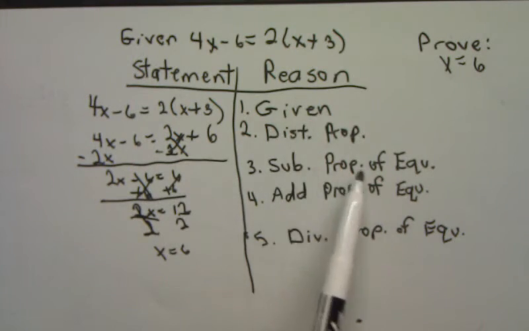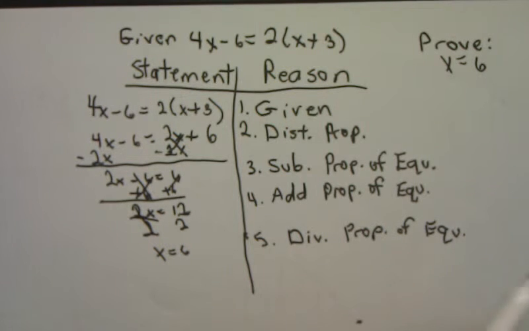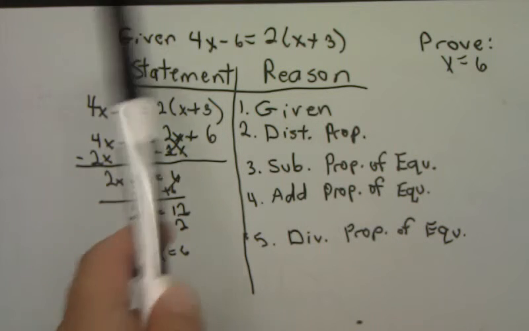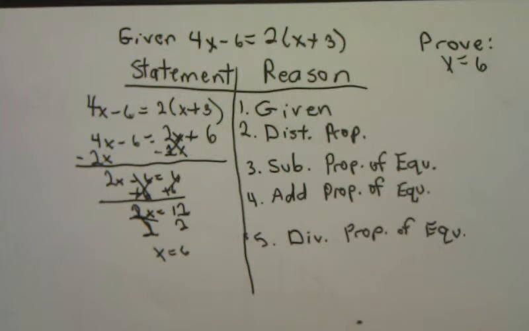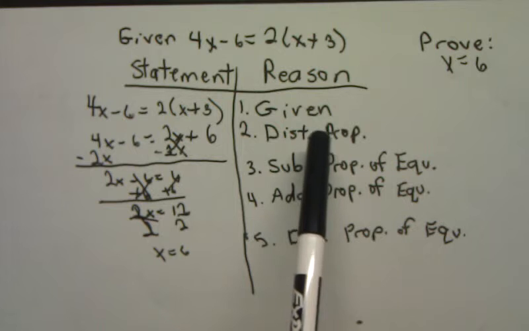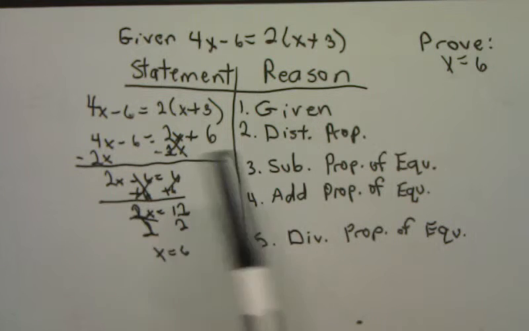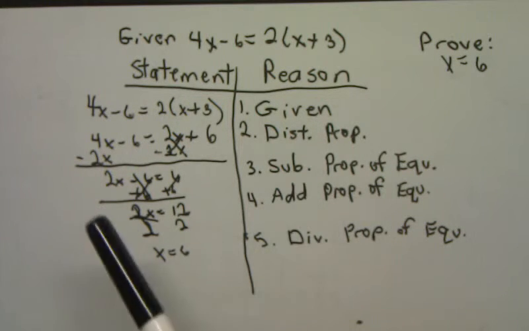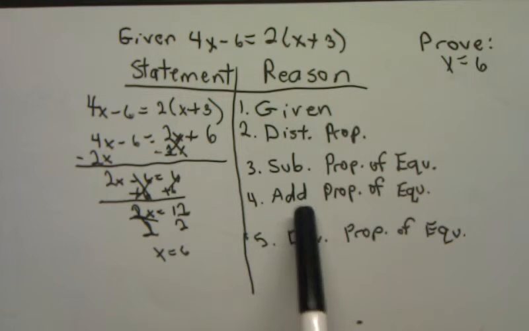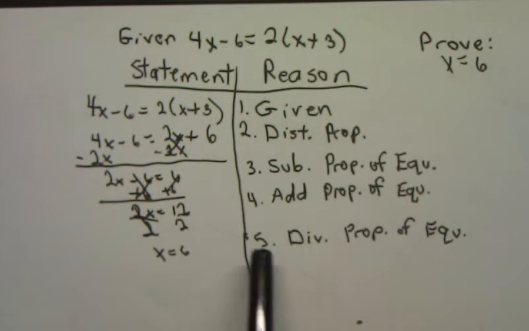But I had to give a reason for every step. I had to prove every step. We know each step in the statement column is true because we're using deductive reasoning and listing the general principle in the reason column. Step 1 is true because it's given, and the given is always true. Okay. Step 2 is true because we use the distributive property. Step 3 is true because we use the subtraction property. Step 4 is true because we use the addition property. We added 6 to both sides. Step 5 is true because we divided both sides by 2.